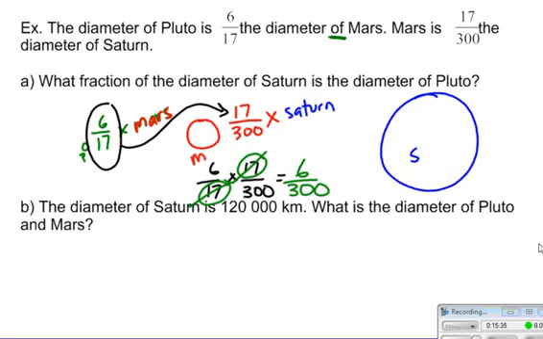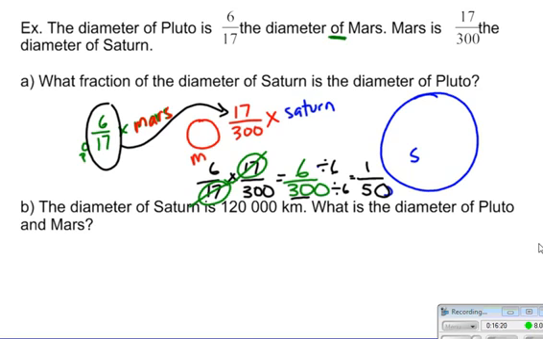So now I know that 6 is even, and I know that 300 is even, and so both of these can be divided by 2, and I get 3 over 150. I also could have noticed that 6 and 300 are both divisible by 6. So I'm going to show that, because 3 over 150 isn't actually lowest terms. So if we divide by 6, we get 1 over 50. 6 times 5 gives us 30, add a 0 on the end. So Pluto is 1/50th the diameter of Saturn, pardon me.